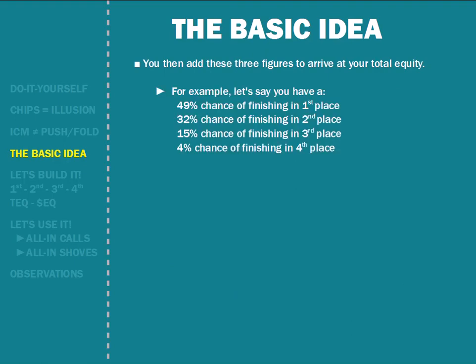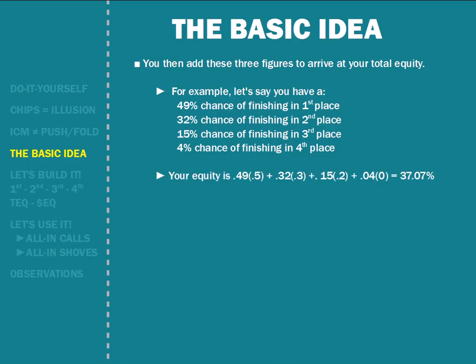So, for example, let's say that given how the stacks are set up, you have a 49% chance of finishing in first, a 32% chance of finishing in second, and a 15% chance of finishing in third. And we don't really need to know our chance of finishing in fourth because there's no payout for it, but it's there, so we may as well.